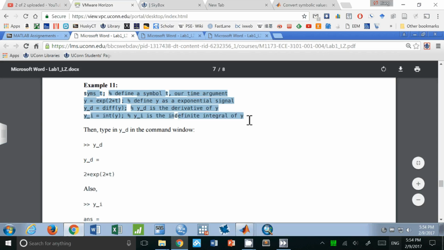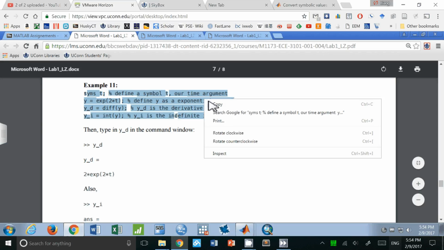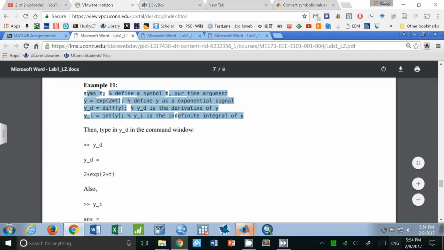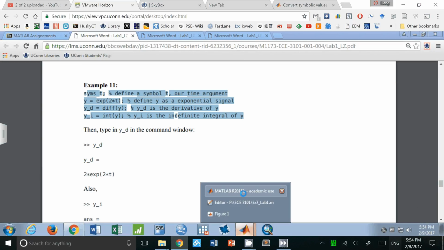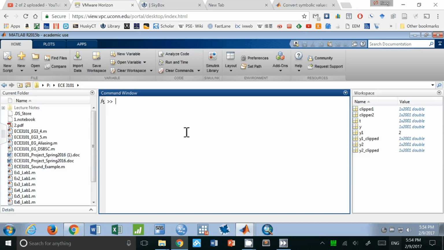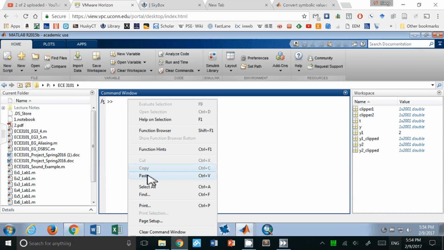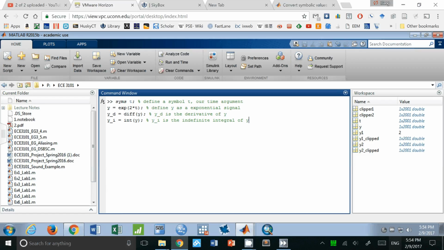So if you want to run this, for instance, we'll do the demonstration. We can copy, and if you are tired of using the script, you can just come back to the command window, activate it, and paste it here. Press enter. And if you want to know, okay, I defined y earlier, but I forgot what it is. You type y. Oh, it tells you y is exponential 2t, e to the power 2t.